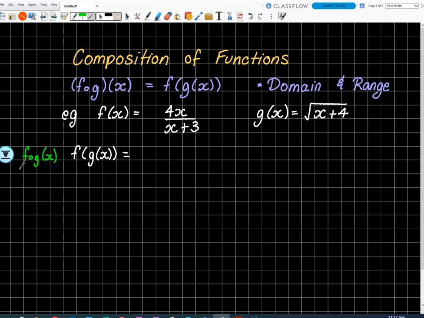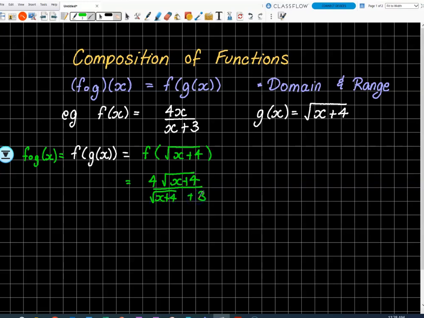It could be written like that, and if I see that, I go straight to saying wherever the g of x is, so what is g of x? I pop it there. I don't like to skip steps because I end up making mistakes. This is now saying go to my f function, and wherever x is, replace it with root x plus 4. So on the top line it becomes 4 times not x, but x plus 4. Downstairs it is root x plus 4 plus 3.